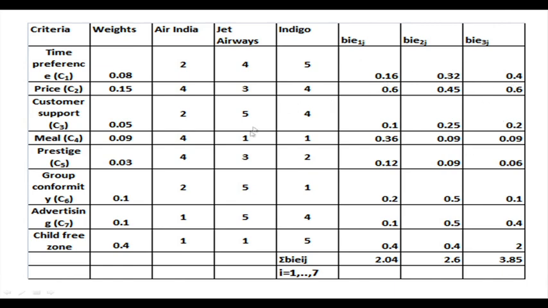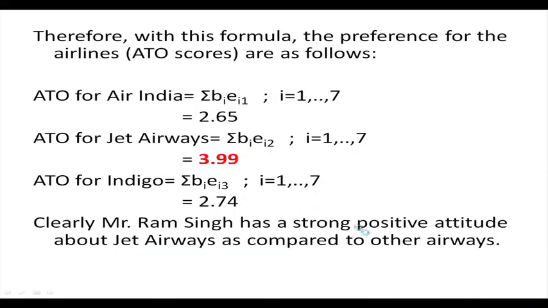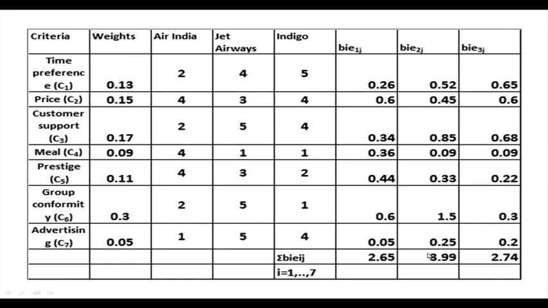So, all these scores have changed, right, and that is why we are getting a total score now of 2.04 for Air India, 2.6 for Jet, whereas Indigo is getting a score of 3.85. Which means earlier, if we see the first table here, Jet Airways was getting the highest score, because that time this attribute, the child free zone, was not there.